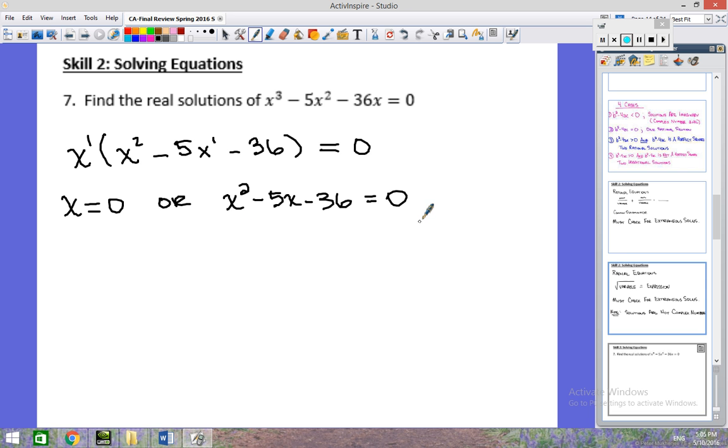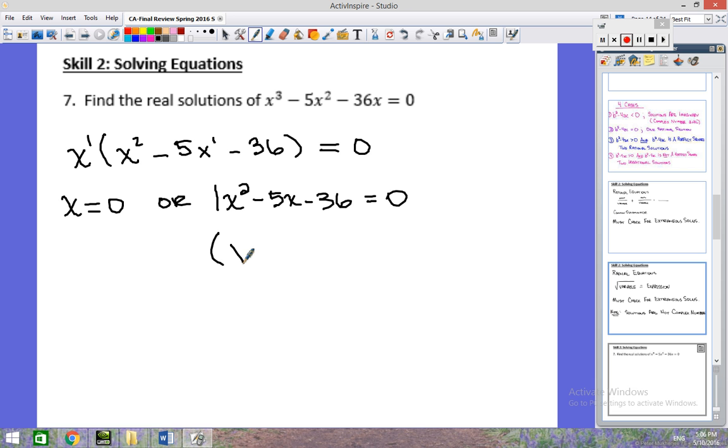or both of them. Now that we have this quadratic equation, we can try to factor this, or we can use the quadratic formula. If you do use the quadratic formula, it will always work. Identify a as 1, b is negative 5, c is negative 36. But it looks to me like this one we can factor, and that might save us some time.